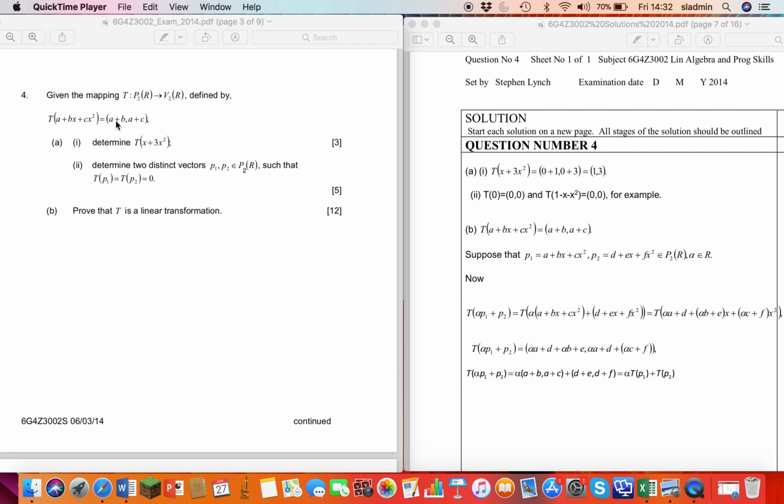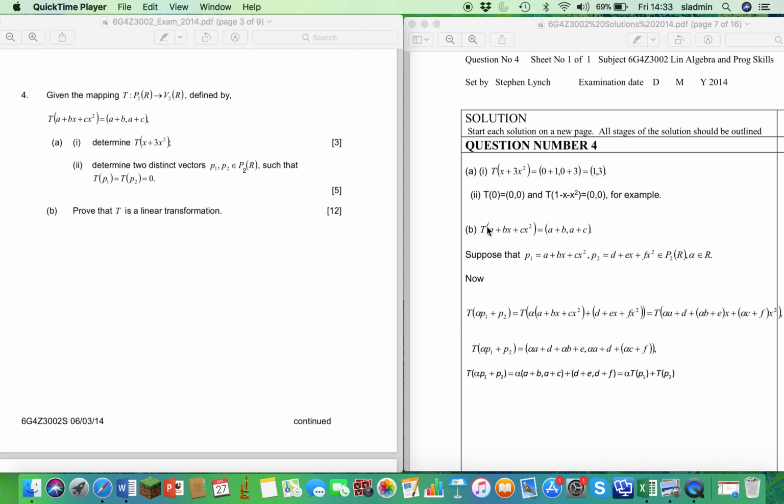Then looking at a plus b and a plus c, you can see that a plus b is 0 if a is minus b, and a plus c is 0 if a is minus c. So if we simply let a equal 1, then you can see that b is minus 1 and c is minus 1 will give us the 0 vector. So here are the two polynomials which map, both of these map to 0 and they are distinct.